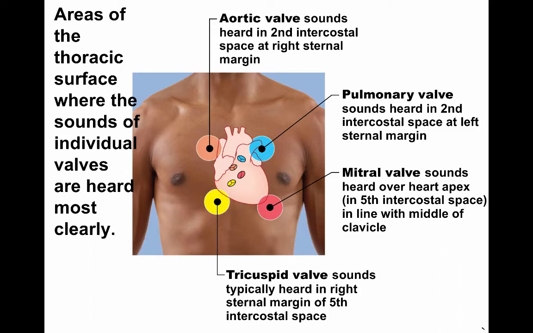So the aortic valve sound is heard in the second intercostal space at the right sternal margin. For the pulmonary valve, you can find the heart sound in the second intercostal space on the left sternal margin. The mitral valve sound is heard over the heart apex in the 5th intercostal space that lines up with the middle of the clavicle, and the tricuspid valve sound is typically heard at the right sternal margin of the 5th intercostal space. So you can move around so that you can better hear the different valves and see if there's anything wrong. And since they close at slightly different times, the doctor can get closest to that valve and hear them to see if there are any problems with them.